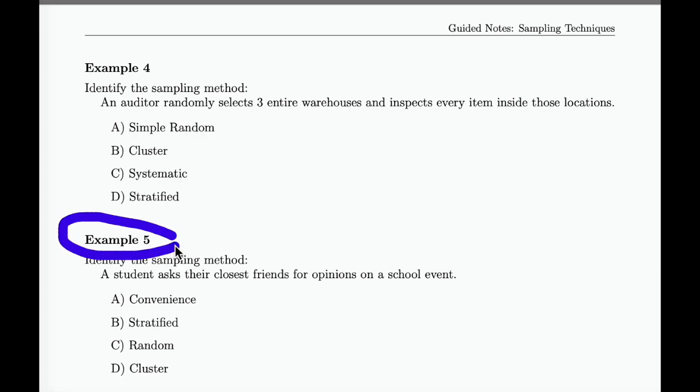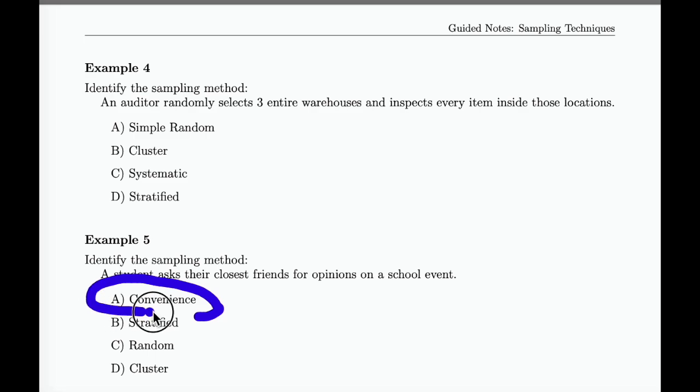Okay, example 5. A student asks their closest friends for opinions at a school event. For students to ask their friends at a school event is a very convenient and easy way to collect data. This would be considered convenience sampling.